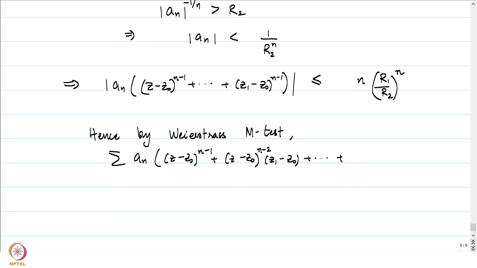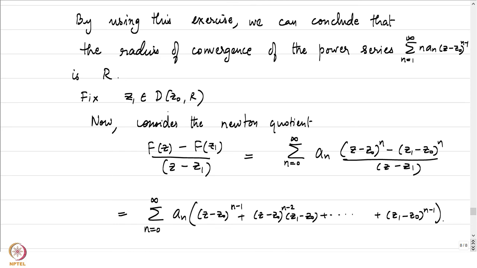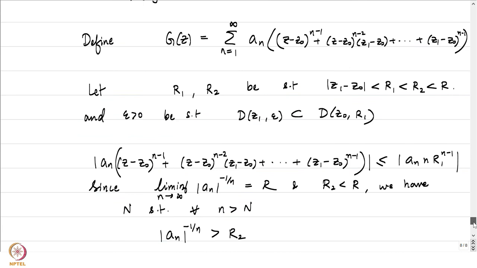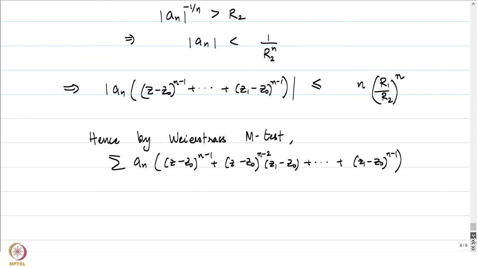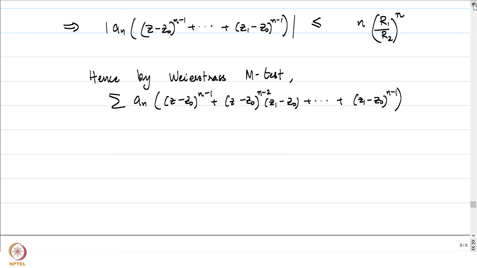This is all true. Let me finish it and then tell you where this is all true. Notice that this is all true when z is in D(z1, epsilon). So, let z be in D(z1, epsilon). Then there is no confusion, all these things go through, and we have this result as well: this converges uniformly in D(z1, epsilon).